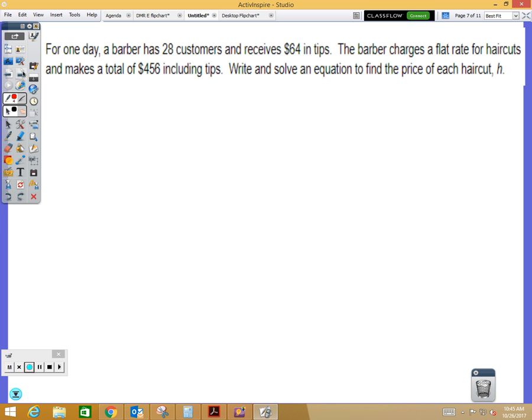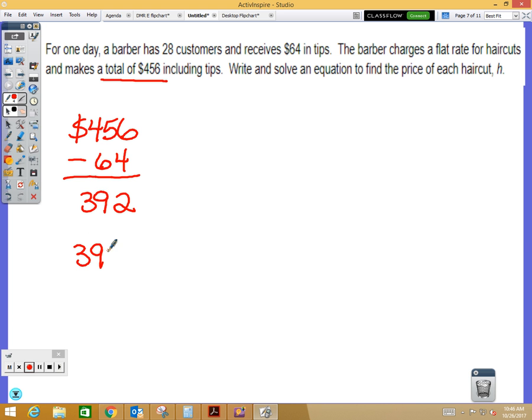Okay, so if I wanted to know how much one haircut was, the total amount the barber made was $456. The tips were included in that, and I know the tips were $64. So if I take that part away, that's $392, correct? Did I do my math right? So $392 is what was made just from the haircuts. How many haircuts were given? 28 haircuts were given. So then I need to do 392 divided by 28. And for those of you that have calculators in front of you, you probably can help me out quite a bit. So one haircut should be about $14, okay?